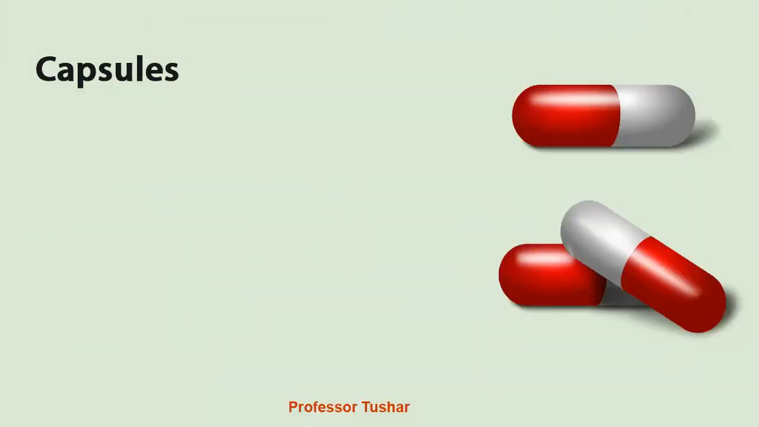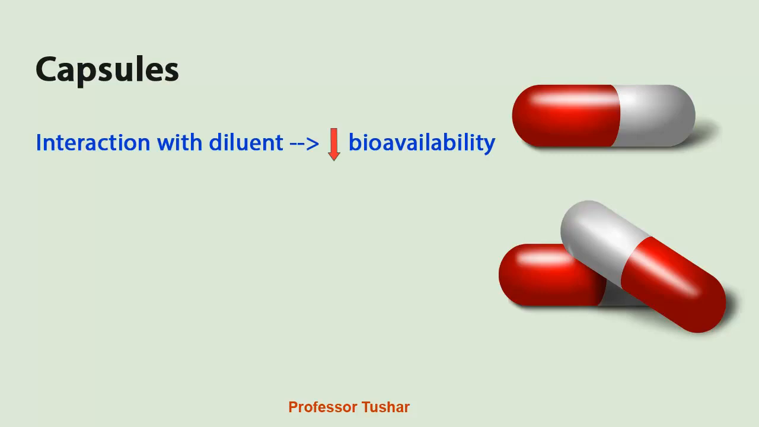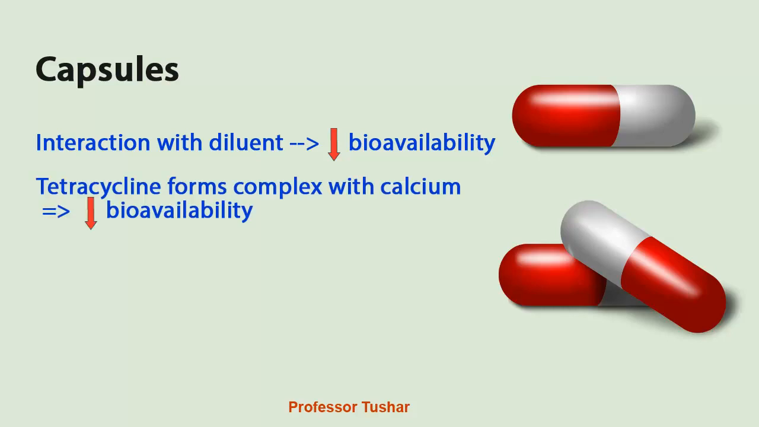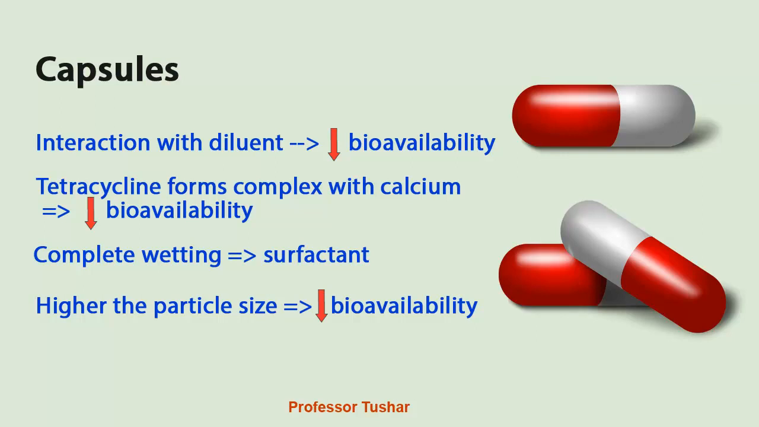Capsule. Interaction with a diluent such as adsorption or complexation may affect the bioavailability of a drug. As for example, diluent calcium phosphate forms an insoluble complex with tetracycline, thus reducing the bioavailability of tetracycline. Complete wetting in biological fluid is required that can be achieved by the use of surfactant. Bioavailability decreases with an increase in particle size. As discussed earlier, crystalline forms are less bioavailable than amorphous form.